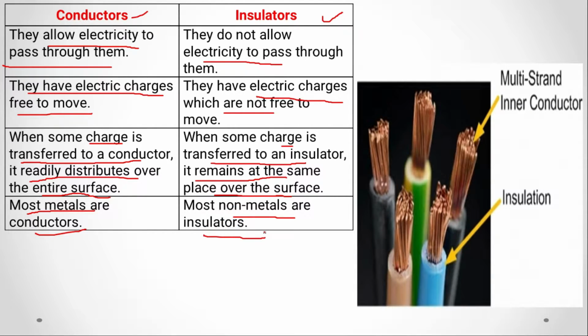The very easy example to understand the difference between conductor and insulator is a wire. A wire consists of both conductor and insulator. As you can see here, the copper used in the wire is metal and it is used to conduct electricity. Those copper wires are coated with an insulator to prevent the flow of electric charge into the environment, so that if you touch the wire you will not get a shock. So this is the best example to understand the difference between conductor and insulator. Hope it is clear to everyone.